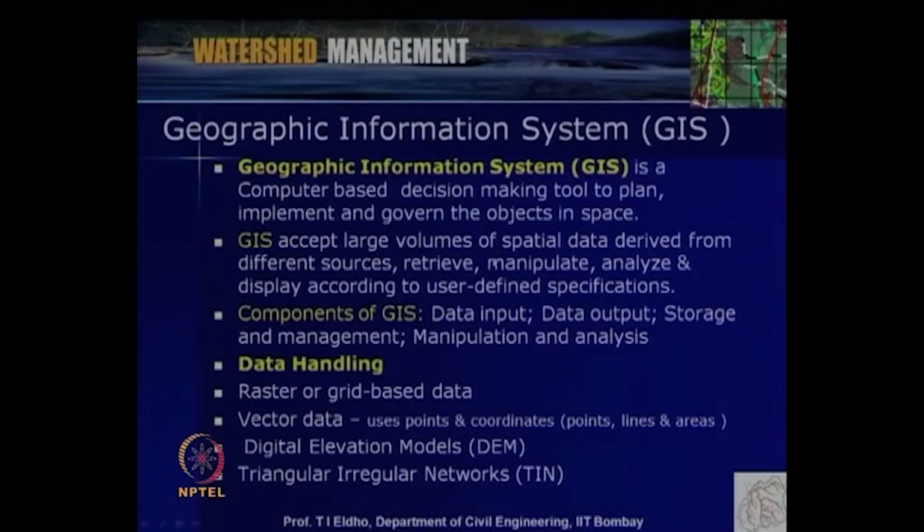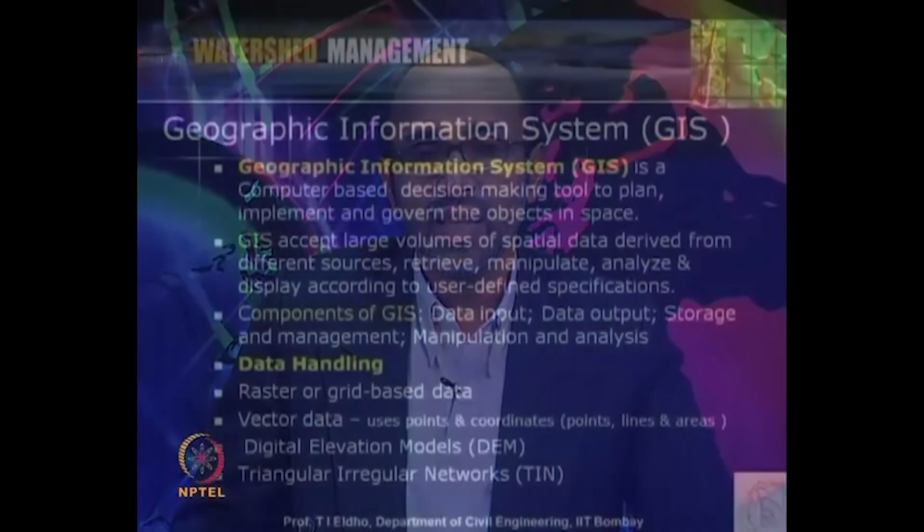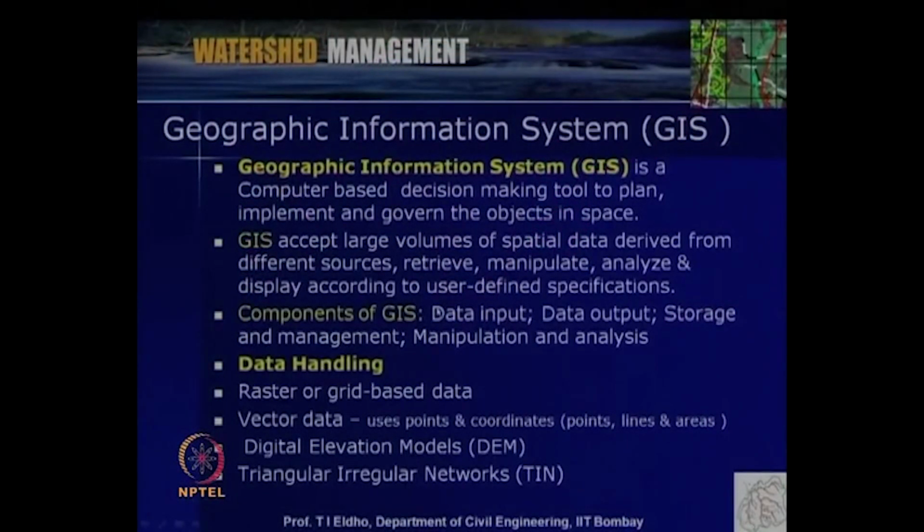GIS accepts large volumes of spatial data derived from different sources, retrieves it, manipulates it, analyzes and displays it according to user defined specifications. We can feed various data sets into a GIS platform, a GIS software on a computer, and then manipulate those data sets to create new maps. For example, within the perspective of watershed management, we can generate a detailed elevation model, a soil map, a land use land cover map, and then we can generate grids. Many applications are possible in watershed management, which we will be discussing later. So, GIS accepts large volumes of spatial data, and we can convert it into user defined specifications.